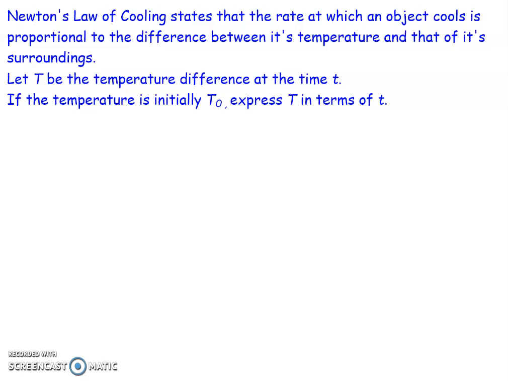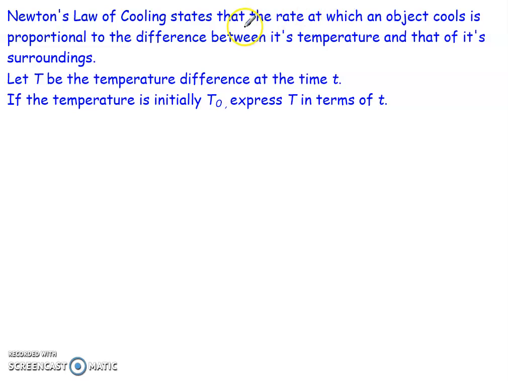Now the first one I'm actually going to focus on is what's called Newton's law of cooling. Now this states that the rate at which an object cools is proportional to the difference between its temperature and that of its surroundings. Now what I'm going to do in this scenario is let capital T be the temperature difference at a time t, so little t. What I'm also going to tell you is that the temperature is initially T naught. And what I want to do is express this T in terms of little t.